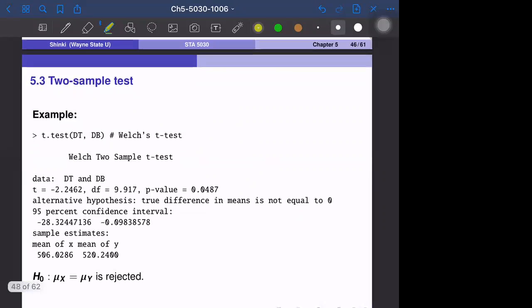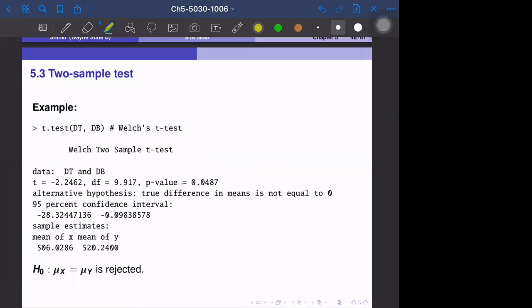So this is an example. Last time we used t.test with var.equal equal to true. But if we don't put that, then R implements Welch's t-test. The t-statistic is negative 2.24 and the degrees of freedom is 9.917. This is similar to the previous one, where the df was 7 plus 5 minus 2, so 10. It's really close, because both samples have almost the same variance. That's why the df is almost the same.